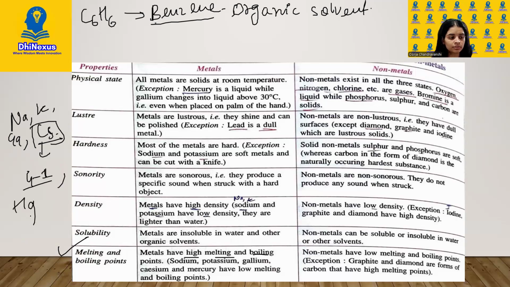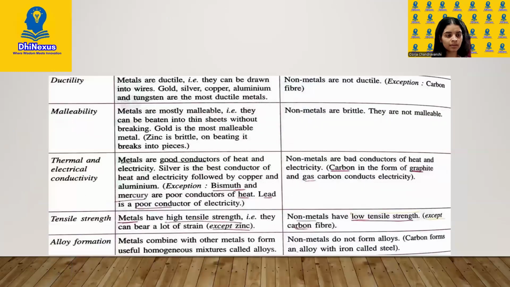And we have Hg. What is Hg? This is boiling. Non-metals have low boiling and low melting points. Graphite, diamond, these are substances which have high boiling points, melting points. The reason we've already discussed, that they have high packing efficiency. Let's look at some more.